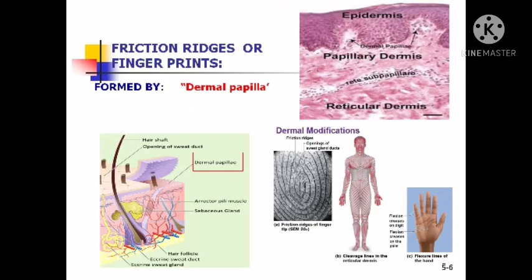The friction ridges or the fingerprints formed by the dermal papillae are very important from the medico-legal point of view and other legal procedures, because everyone has their own specific and distinct fingerprint impression, and these are the dermal papillae which form thumb and other impressions upon the surfaces.